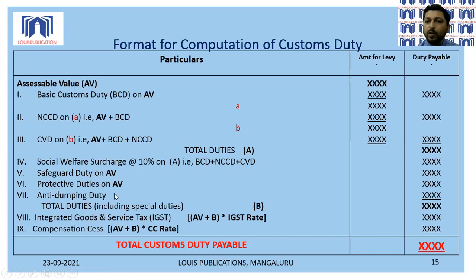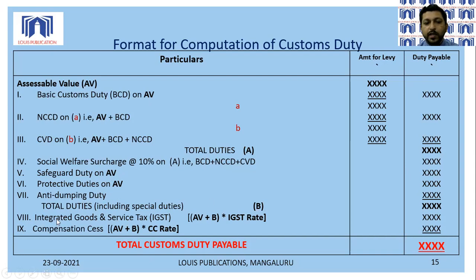Similarly, anti-dumping duty, always the rate will be given. The amount will be given. Again, if the amount is not given, anti-dumping duty will also be levied on assessable value. So all these special duties will be added together. Special items will be added over here and we will take total duties, including special duties, that is letter B, capital B. So this is value B, very, very important now.